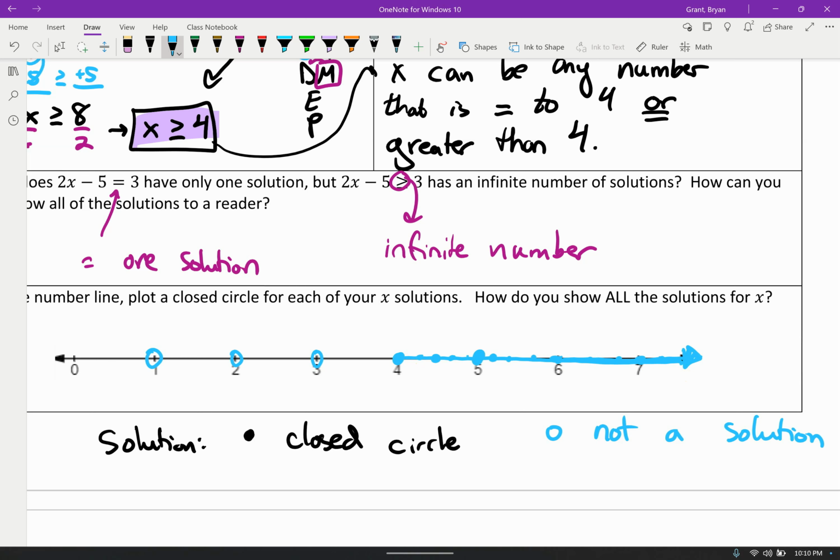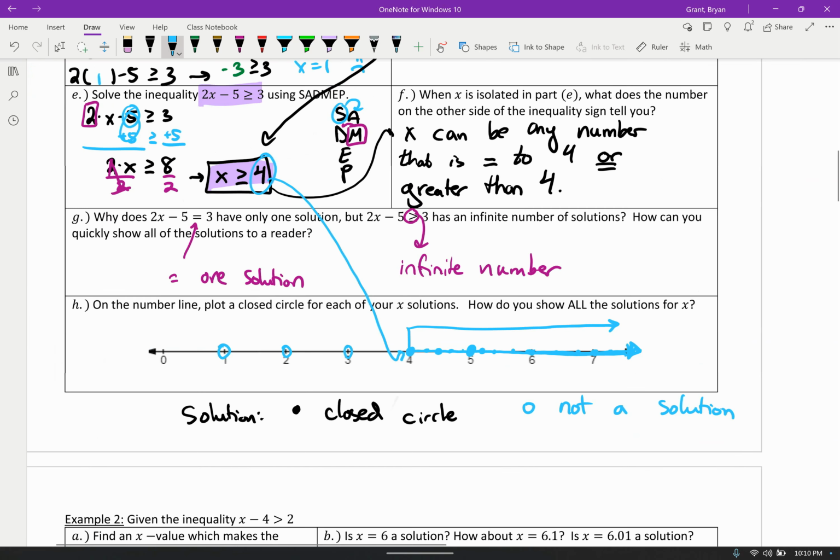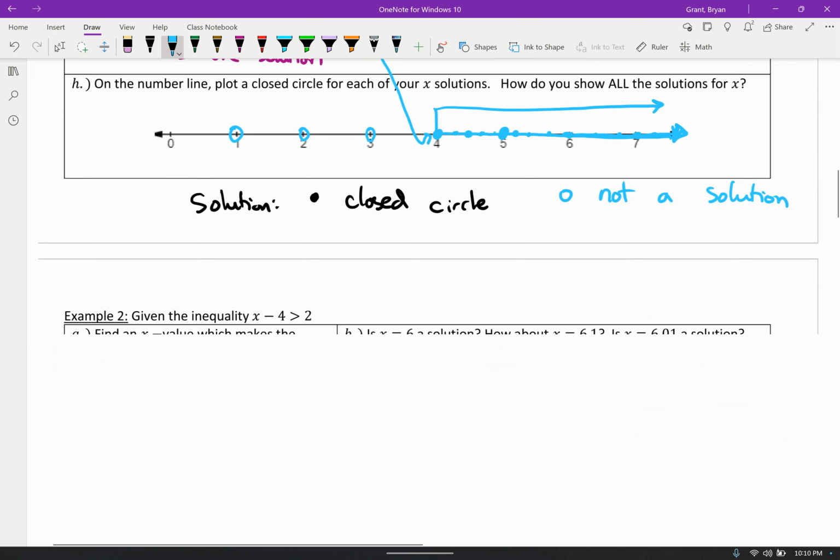Sometimes in middle school, you also learn to just go up from the starting point and then to the right, and that works great as well. If that's cleaner for you, feel free to use it, right? This 4 is the starting point, and then we shade it to the right because those are the solutions. We don't do anything with the open circles. I was just showing you how you could show something's not a solution. So let's flip to the next page and try our second example.